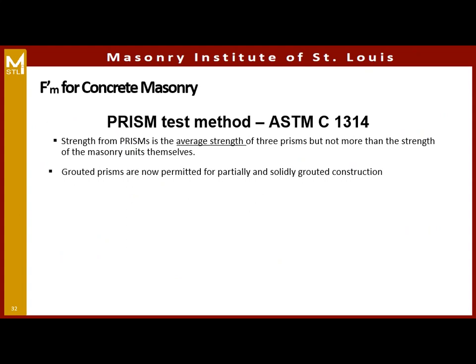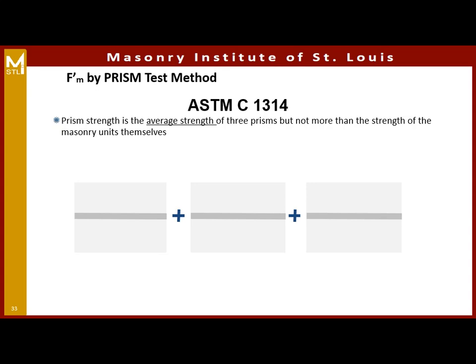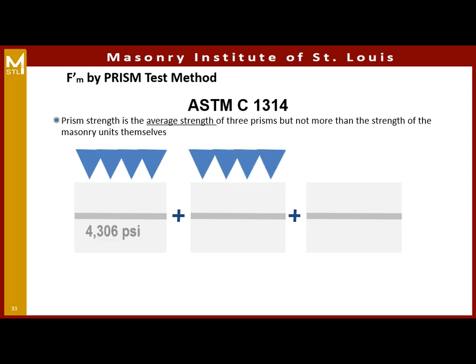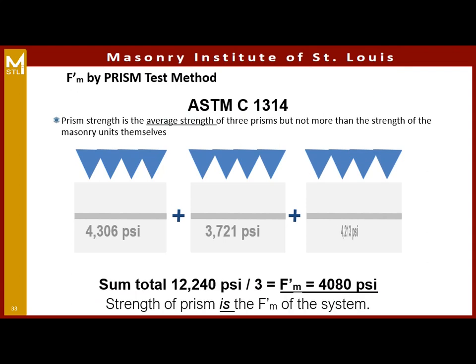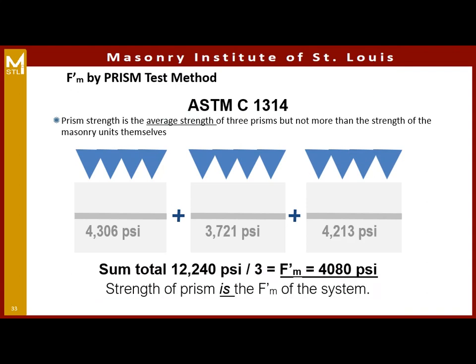The other option for F prime M is the prism strength method or prism test method. Basically, you build 3 prisms using the materials you're going to have on the project, and then after 28 days, break those prisms. Take the average, and the strength of those is the F prime M for the system. So as an example, we have our 3 prisms. These numbers might be a little high for an average project, but in this case, the average that we got from these 3 is over 4,000 PSI, and in this case, that would be our F prime M.